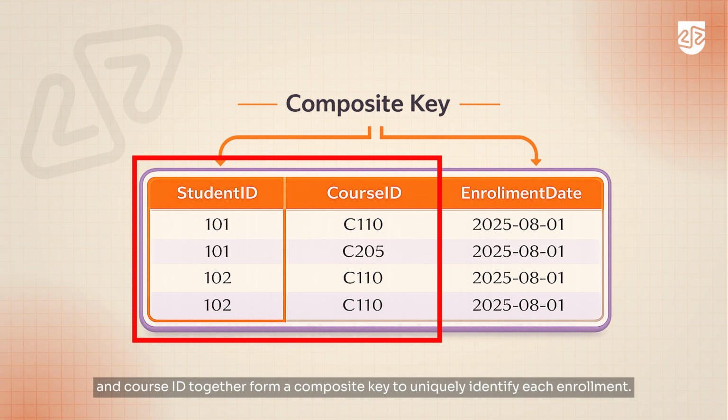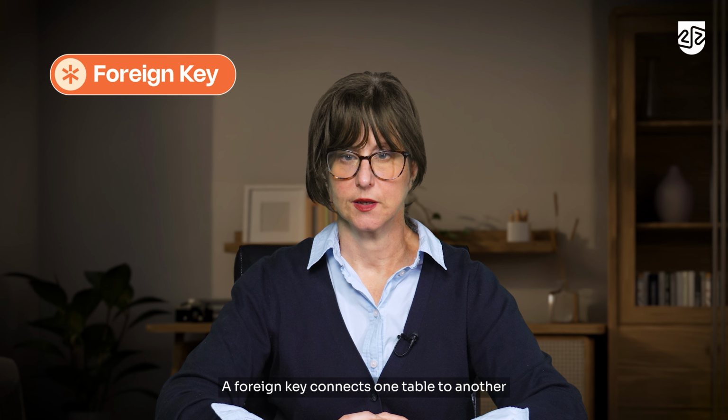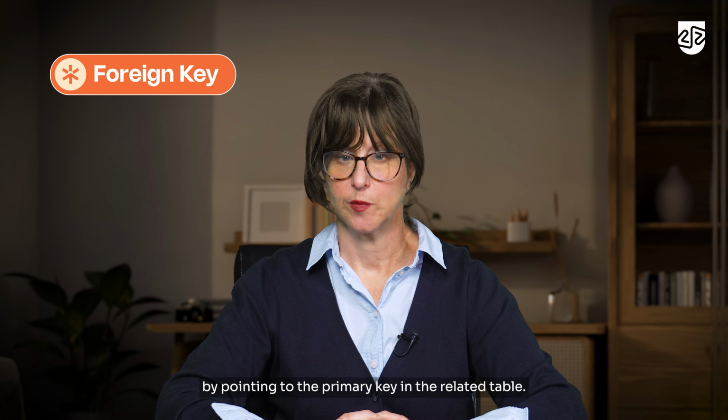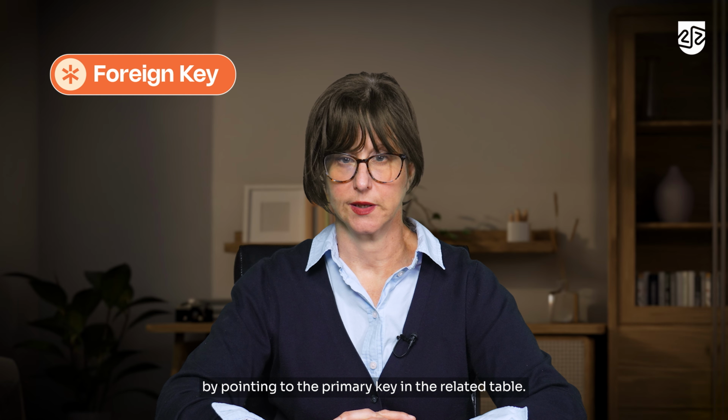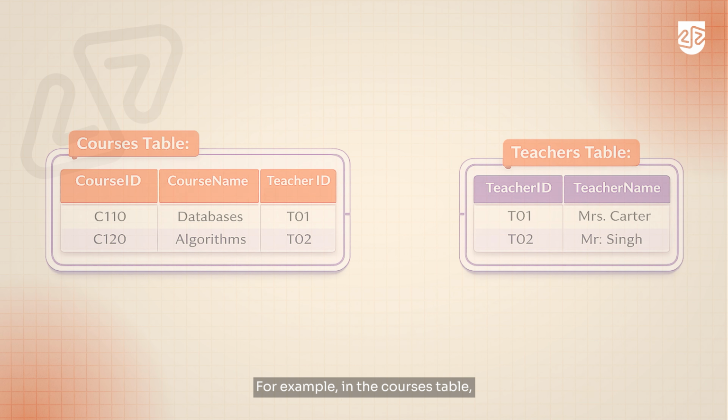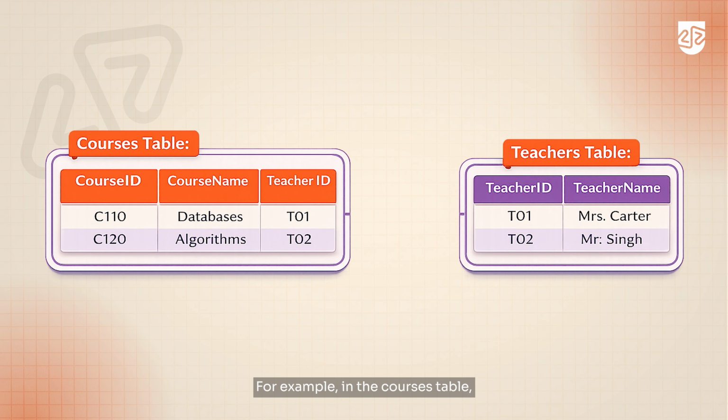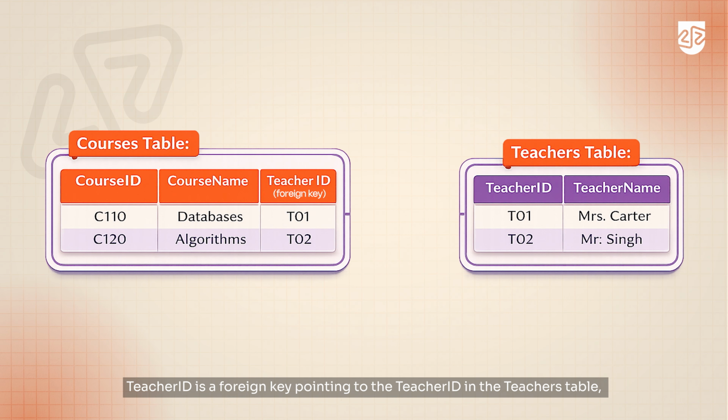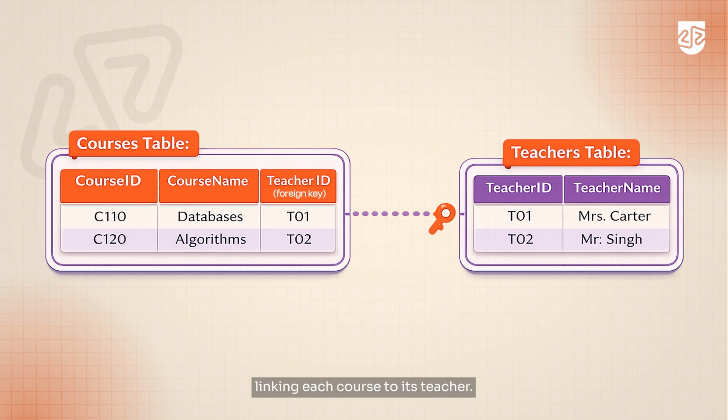A foreign key connects one table to another by pointing to the primary key in the related table. For example, in the courses table, teacher ID is a foreign key pointing to the teacher ID in the teachers table, linking each course to its teacher.